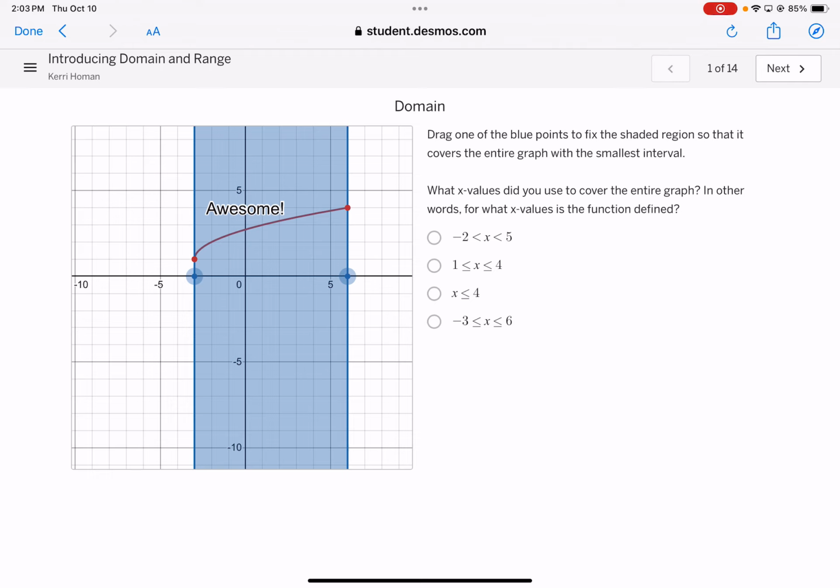Which one of these would you click? -3 to 6, like this guy right here. Okay, good. Okay, so then when you click next, you go to the next one. Okay.